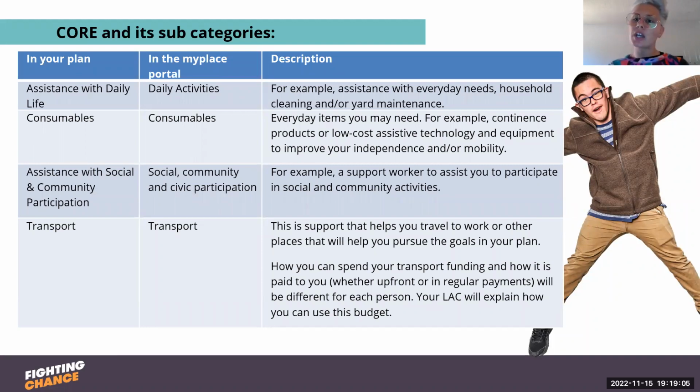But then, because NDIS talk a lot about choice and control, they have kept this very flexible. So even though it's built in a certain way, when you get your plan, on the left-hand side of the plan, it can sometimes say a blurb, and sometimes it's really generic. And sometimes it will have a blurb that will say this amount for daily activities, this amount for consumables, this amount for social civic participation. That's just taken from what they've built in. However, you don't need to use it like that. So you can use it flexibly.